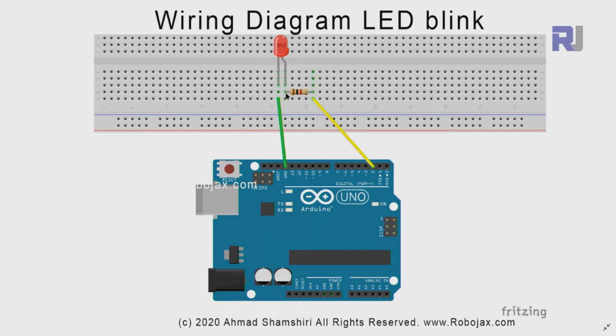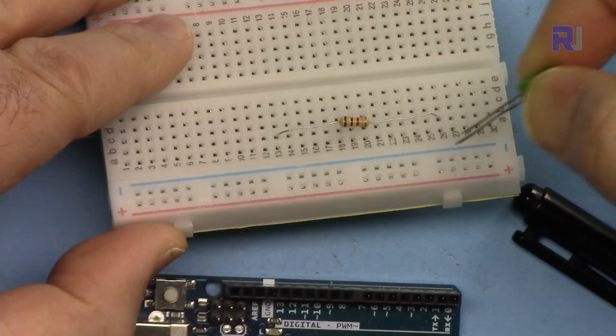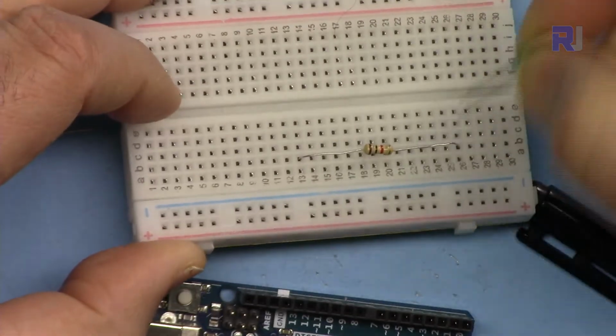From this point I've connected a resistor of 1 kilo ohm to another point on the breadboard, and from this point I have a wire connected to pin 2. The other pin, or shorter pin, of the LED has been connected using a green wire to the ground. I've connected the resistor here on the breadboard.